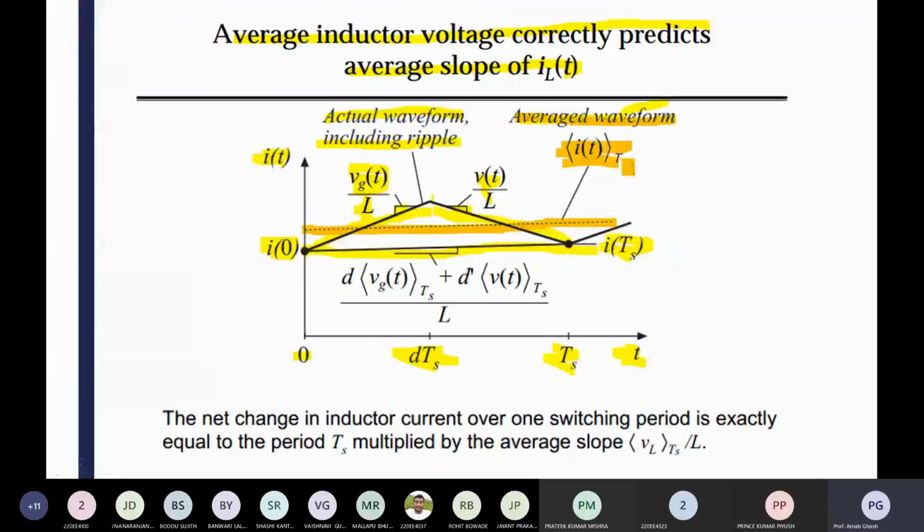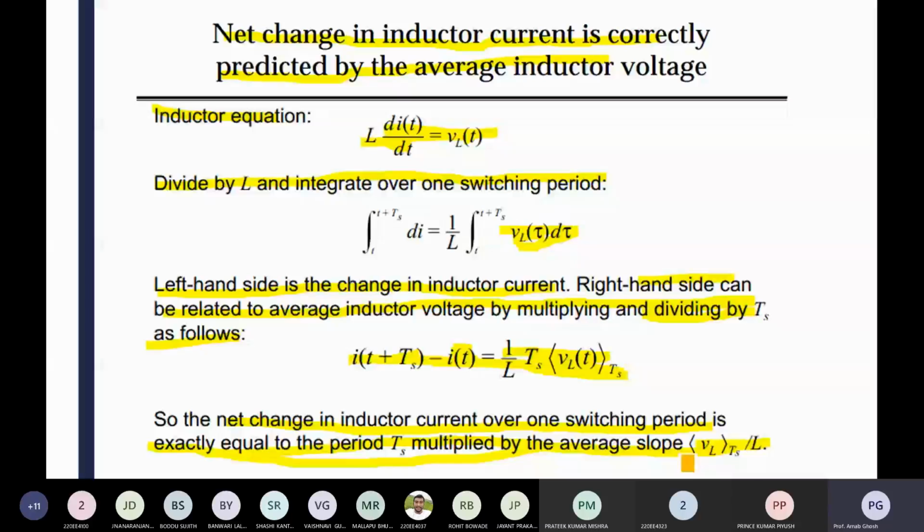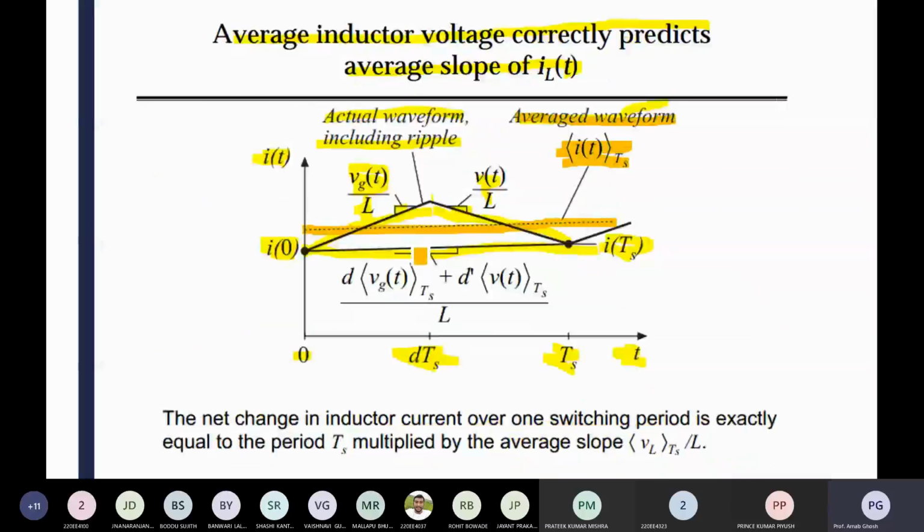So over the full cycle, Ts is there. The inductor voltage over the switching period, all divided by L, is your average value. So here you can calculate that value: D into Vg within Ts, multiplied with your duty. And it is D dash. So that is the on time slope, divided by L.